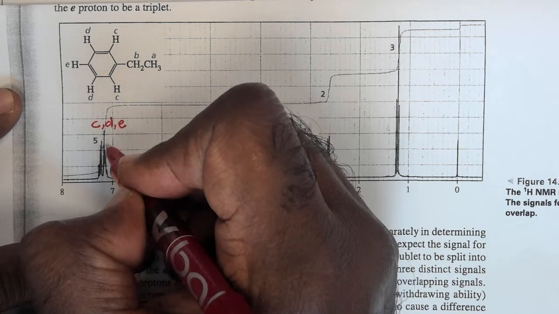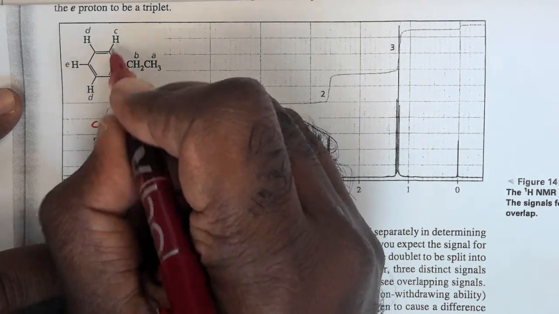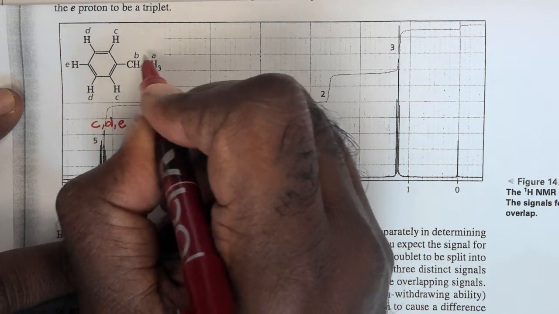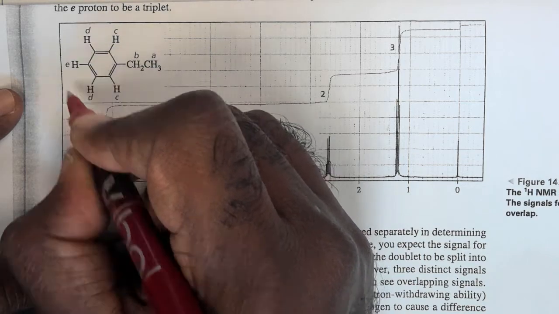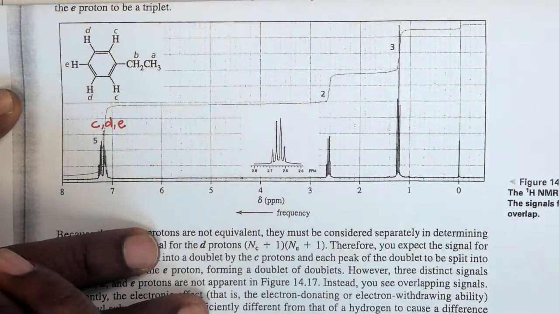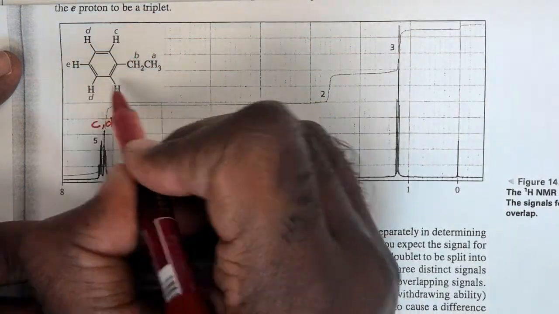You'll find, and I might show you an example later on, when I have a nitro group here, it de-shields some of these resonances because it's electronegative, and then these resonances appear different from those, and we can actually differentiate them in the NMR spectrum, but I'll show you that a bit later. So those are C, D, and E.